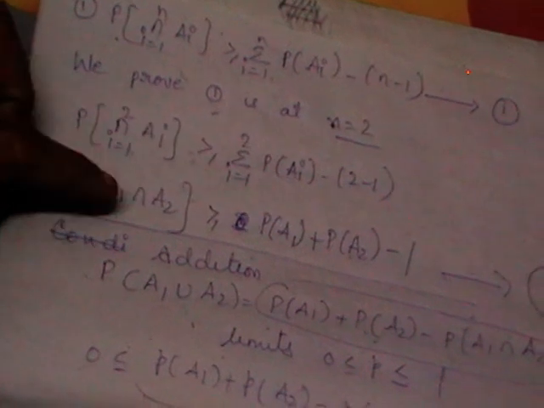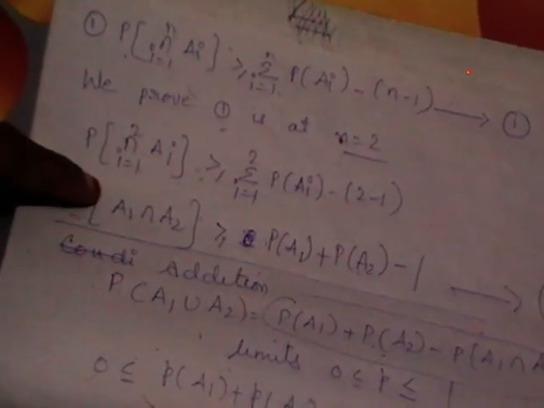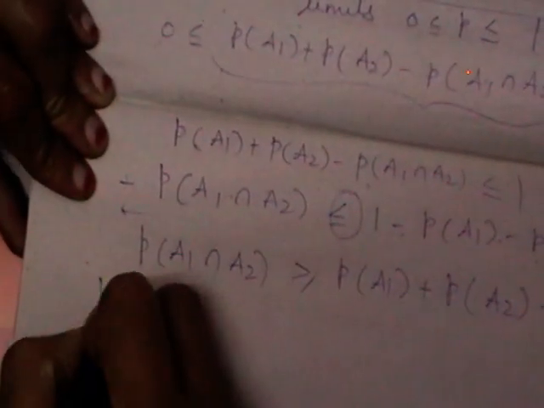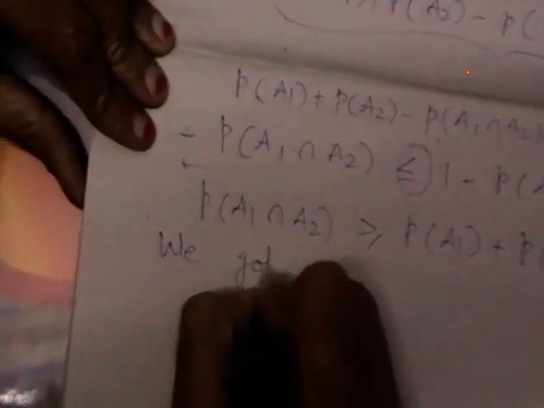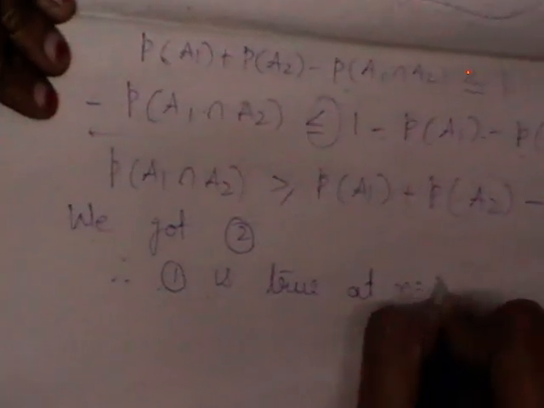Let us consider this as equation number 2. So by comparing, this is what you need to prove to say that 1 is true at n is equal to 2. By making use of the addition theorem for two events and limits for probability, we got 2. Therefore equation 1 is true at n is equal to 2. So the first part is over.